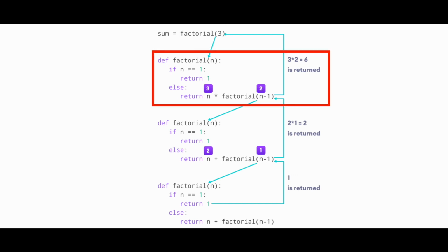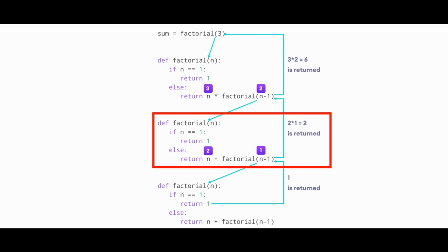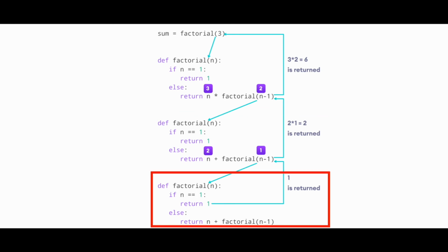So the first time it's run, it returns 6, and it recurses on n-1, which is 2. So factorial of 2 then returns 2, and recurses on n-1, which is 1. And then factorial 1 is called, and since n equals 1, it returns 1 and it stops. The base case is satisfied.